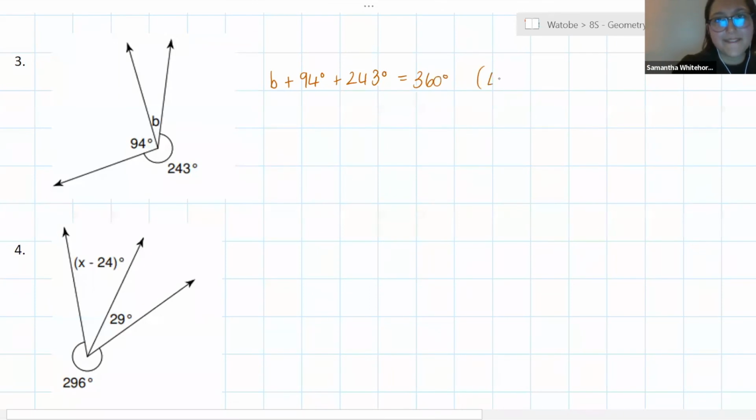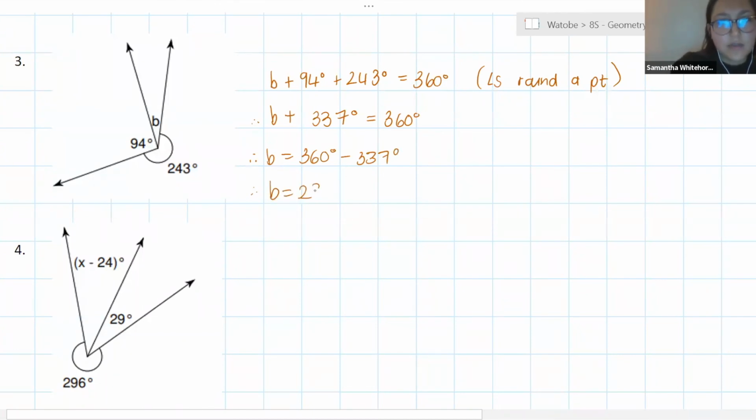Angles around a point. Awesome. Okay, keep going. Then it's B plus 337 equals 360 degrees. Cool. Then B equals 360 degrees minus 337 degrees. Good. Then B is equal to 23 degrees. 23, you said? Yes, ma'am. Perfect. Well done.